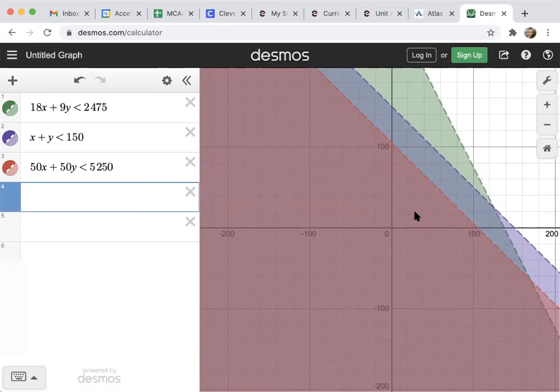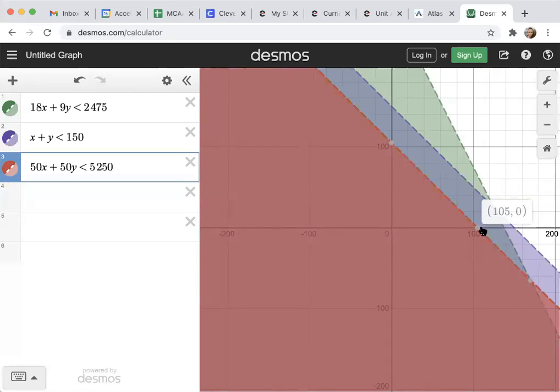So what's the minimum number of children? I would say 0. If there was 105 adults, there could be 0 kids. So let me do 5250 divided by 105, and that's 50 adults. If there were 50 adults, you could have 0 kids and you would still meet your requirement. Okay.